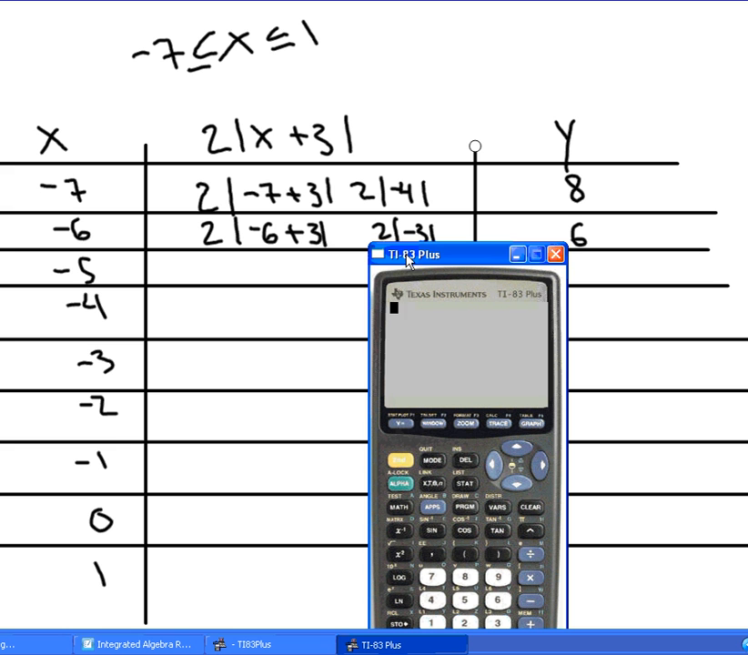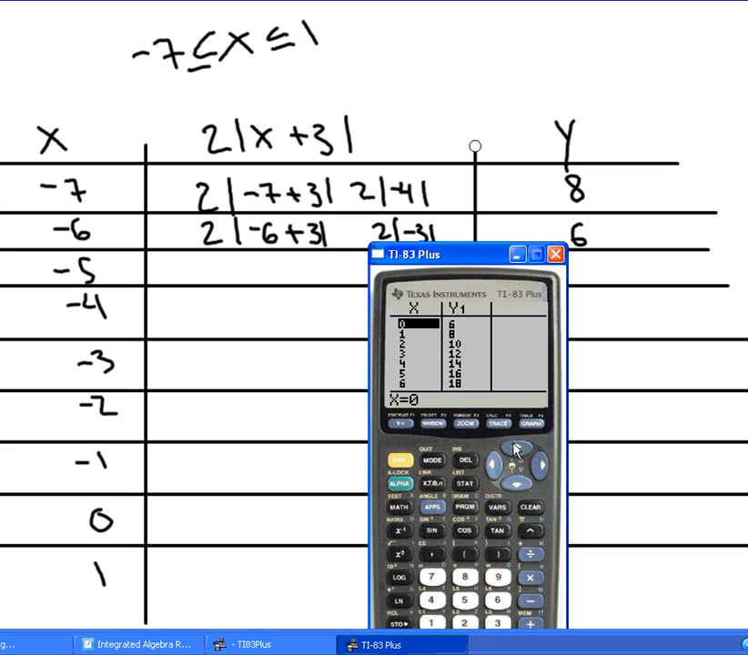What I'm going to do is press y equals. I'm going to type in 2 times the absolute value. You go to math, then you go to number. You could press 1, that's the absolute value, brackets there. So 2 times the absolute value of x plus 3, close my parentheses, and then I can press graph. That's what the graph should look like. If I want the table of values, I can press second graph and I get a table of values.